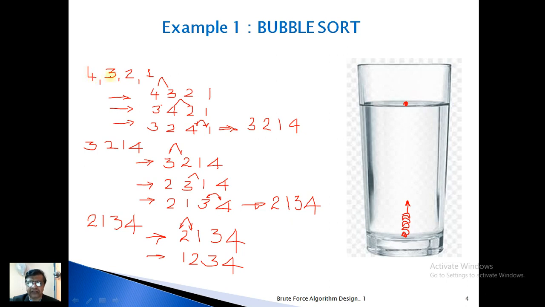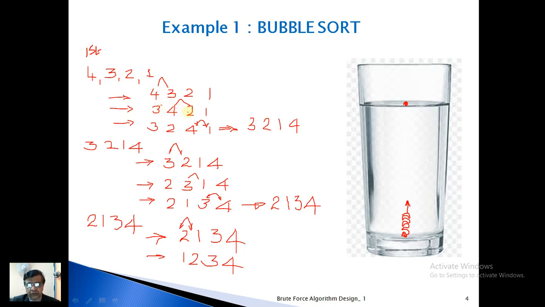We want to arrange 4 3 2 1 in ascending order using bubble sort technique. So the first cycle, or first iteration, starts. In the first iteration, the entire input will be placed for comparison. This is called a pass. First pass has started. 4 and 3 are compared. 4 and 3 are swapped. 3 comes over here, 4 goes over there.